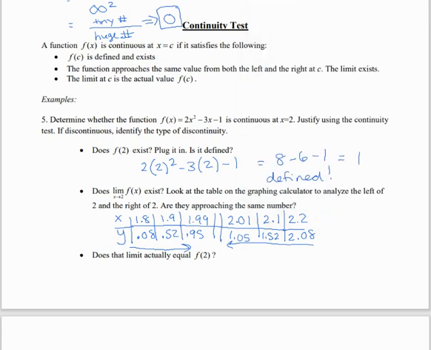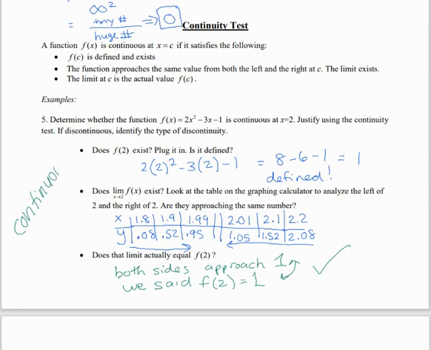And last but not least, let's just prove that. We can see this limit. What are both sides approaching? Both sides are approaching 1. And we said f of 2 equals 1. So these two match and they're equal. Therefore, this is continuous. I passed all the tests.